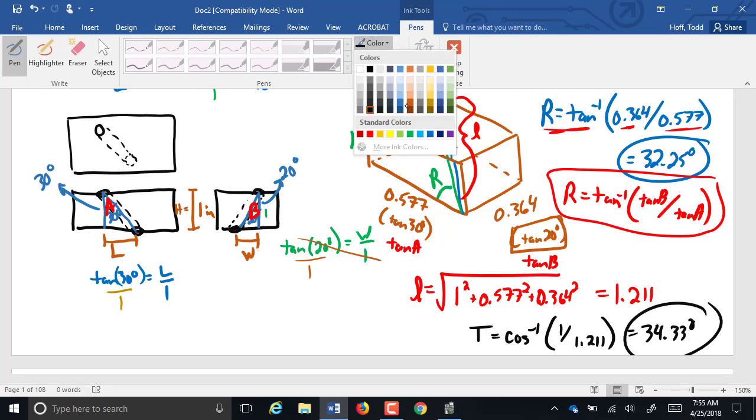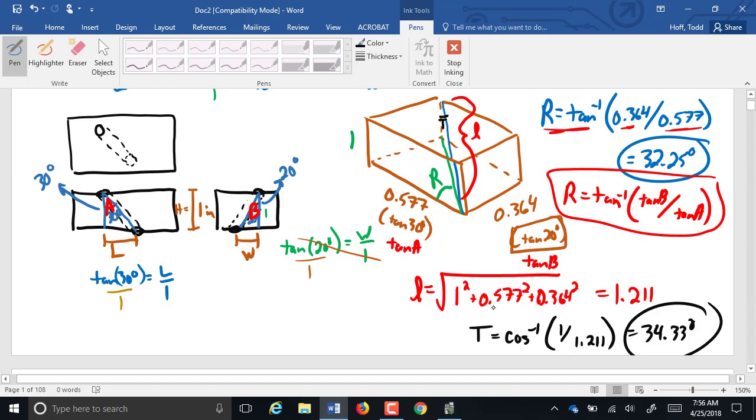Well, again, let's look at that. This was just the tangent of 30, and this was just the tangent of 20. There was tangent of A and tangent of B to get this number. So T can be the inverse cosine of 1 over the square root of 1 squared plus tangent of A squared plus tangent of B squared.